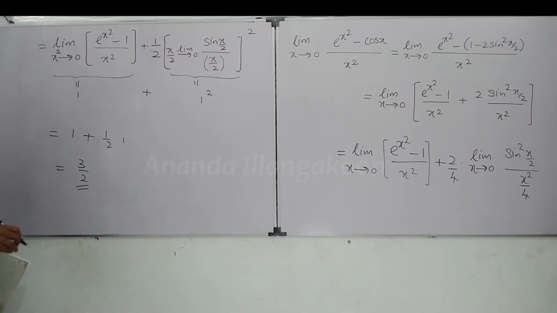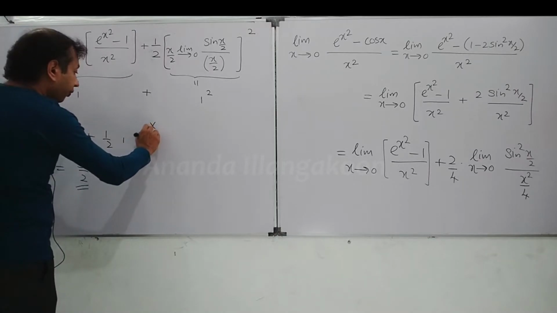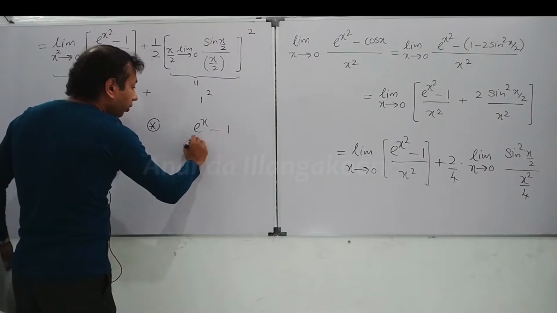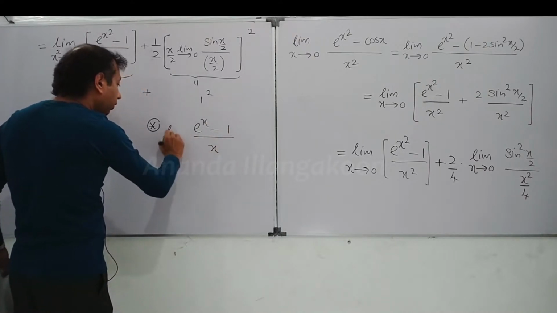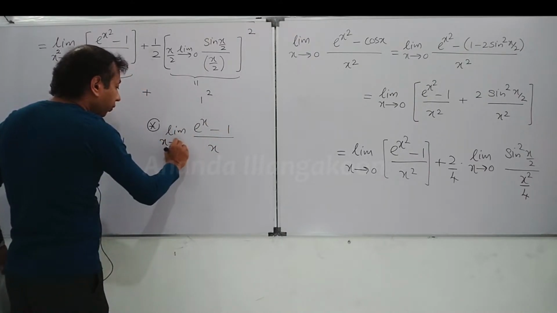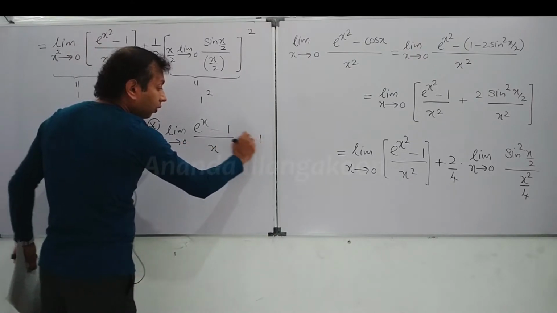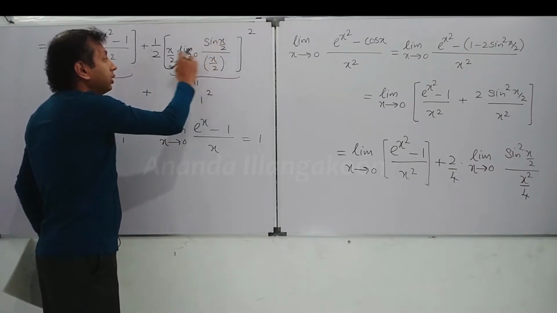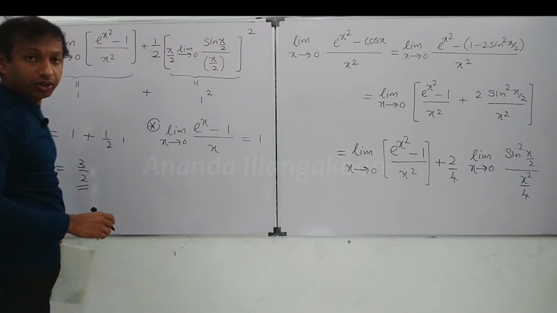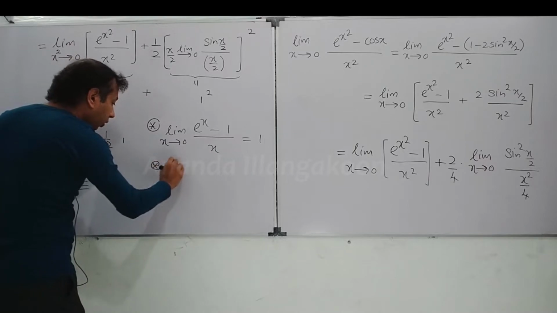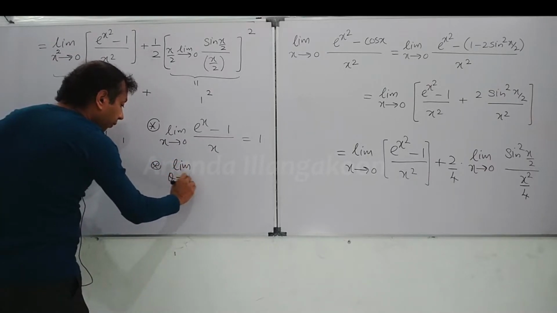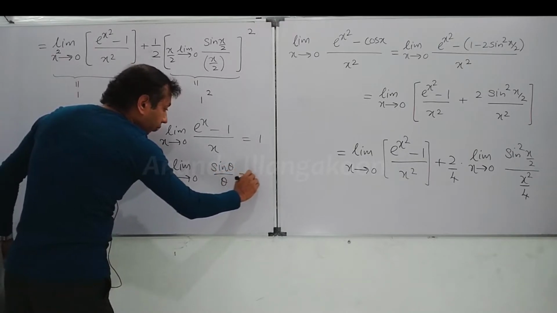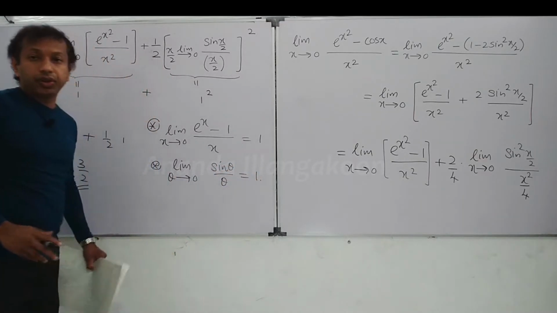We know this one, what? (e^x minus 1) divided by x as limit x going to 0, we know this is 1. And this is sine theta by theta as theta going to 0 also 1. Using them only we took this answer, right? Limit theta going to 0, sine theta divided by theta is 1. Using them we got this answer.